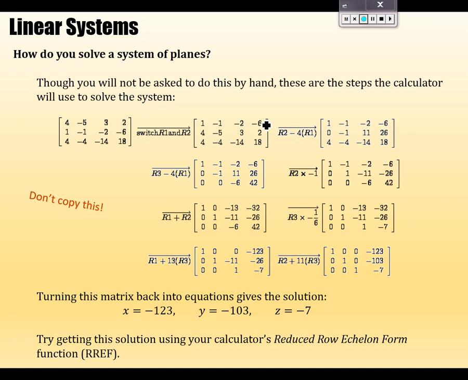Hopefully you've been entering that matrix. It's up here still. So if you have successfully figured out how to go to matrix edit, go into matrix A and type this 3 by 4 matrix in. 4, -5, 3, 2, 1, -1, etc. Okay, and here's what we're going to do.